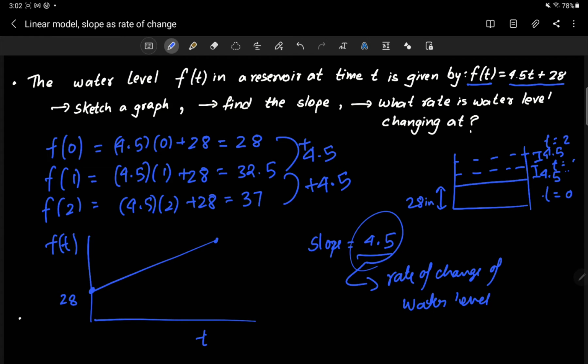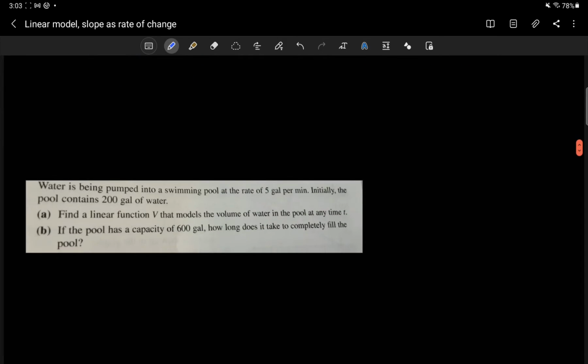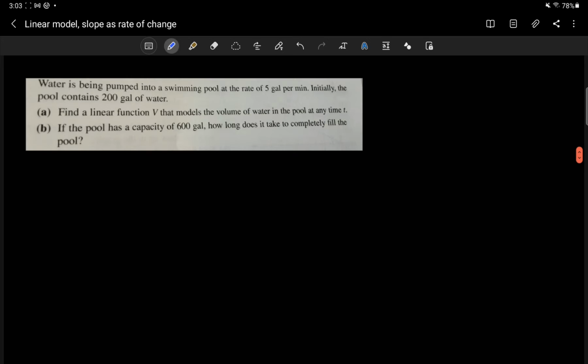Now in this particular example, the model was already given to you and you were just trying to analyze what's going on. In the next example, we are going to build the model from the given situation. So here's a problem from the textbook. It says water is being pumped into a swimming pool at the rate of 5 gallons per minute. Initially, the pool contains 200 gallons of water. Find the function v that models the volume of water in the pool at any time t.